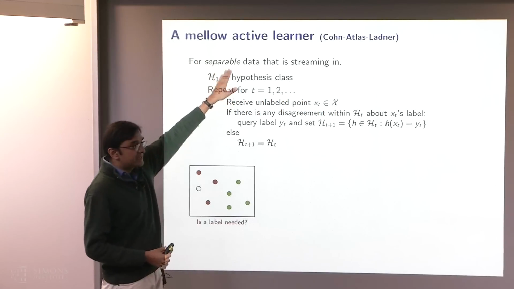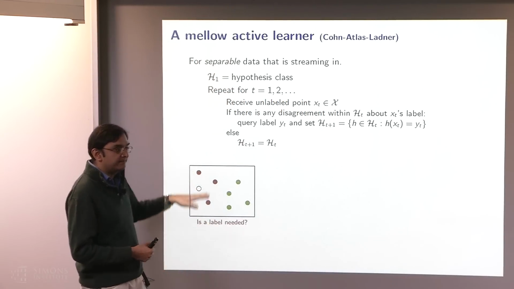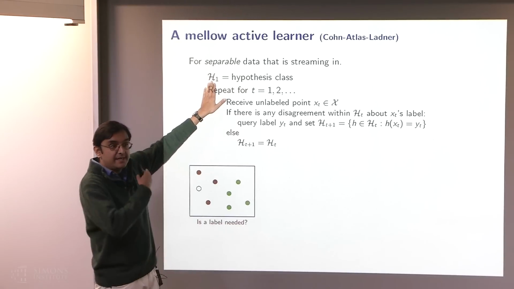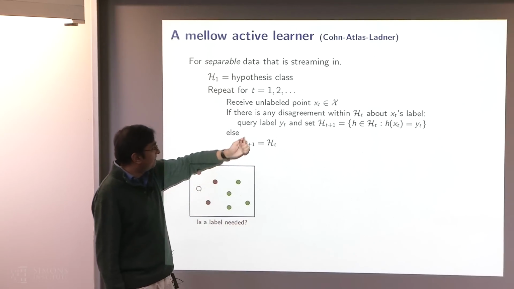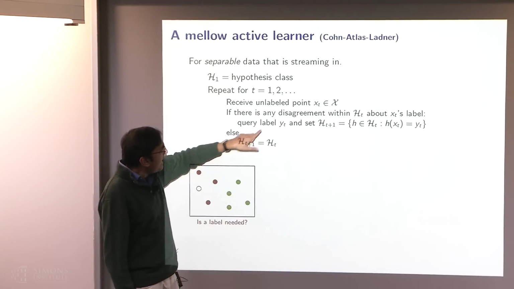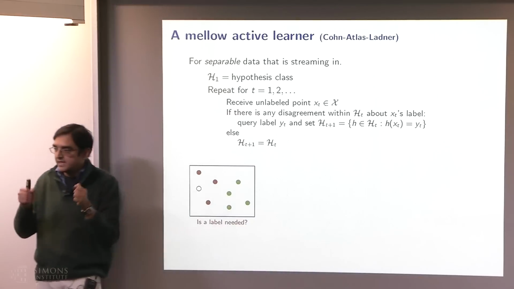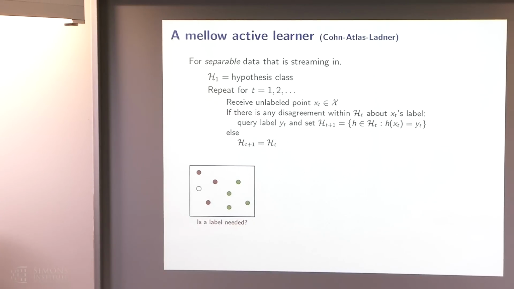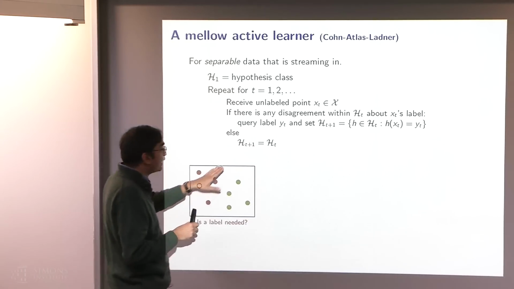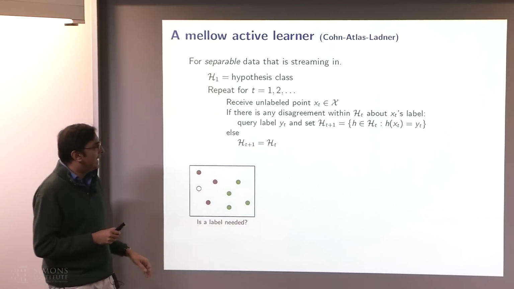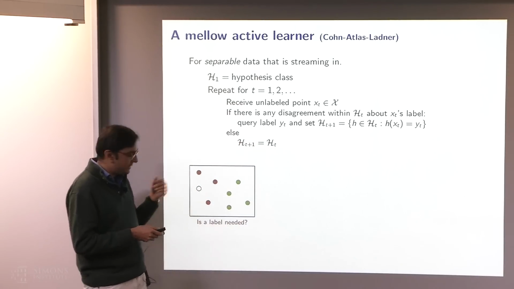This is assuming that there is a perfect classifier in the class. So your initial version space is the entire hypothesis class. At each point, you receive a new unlabeled data point. And now if there's any disagreement within your hypothesis, suppose you have 1,000 classifiers left, and 999 of them think this point is plus, and one of them thinks it's minus, there's disagreement, so you ask for the label. If all 1,000 of them think it's plus, then you don't ask for the label. Those are the only points you don't label. And you keep going in this way.